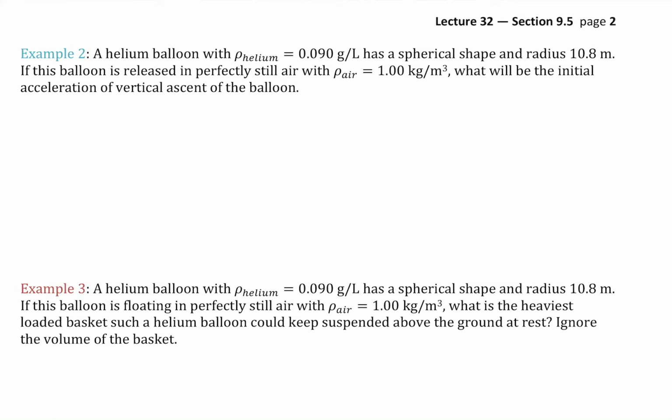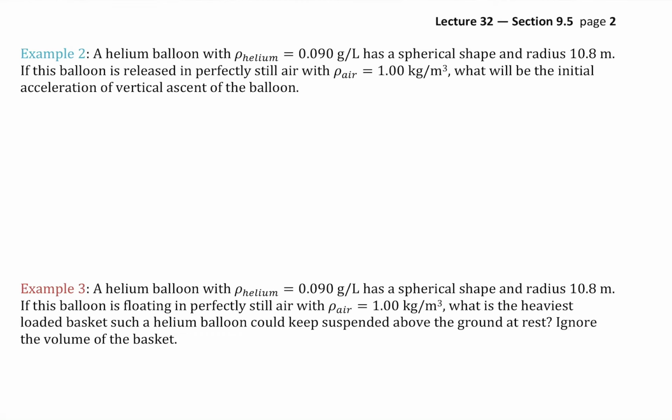A helium balloon with a density of helium of 0.09 grams per liter has a spherical shape and a radius of 10.8 meters. If this balloon is released in perfectly still air with a density of 1 kilogram per cubic meter, what will be the initial acceleration of vertical ascent of the balloon?